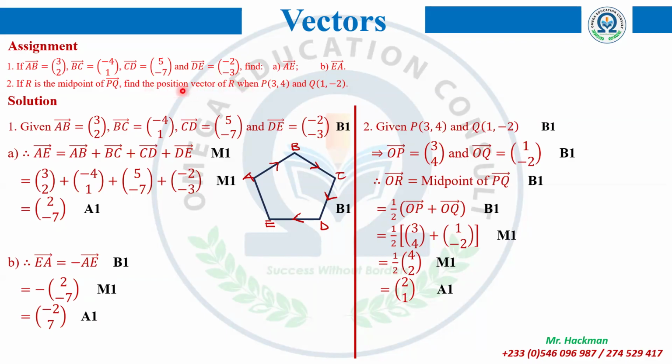So here you underline position vector of R. You were not asked to find the coordinates of R or the point R. You were asked to find the position vector of R. So it means your conclusion must be stated in vector form. Your R must be in its vector form. Take note of that.